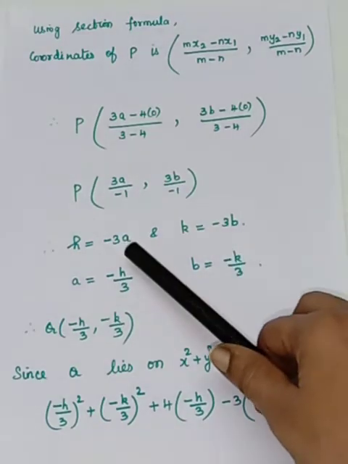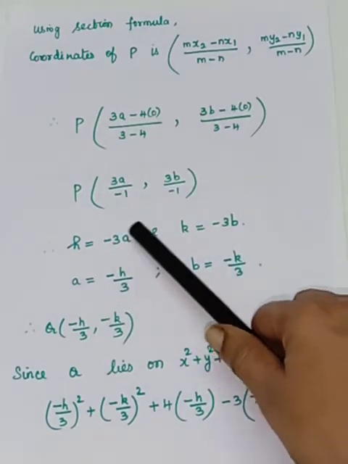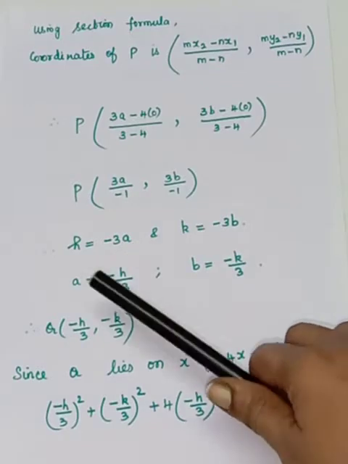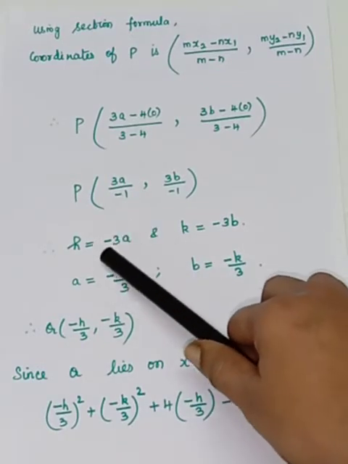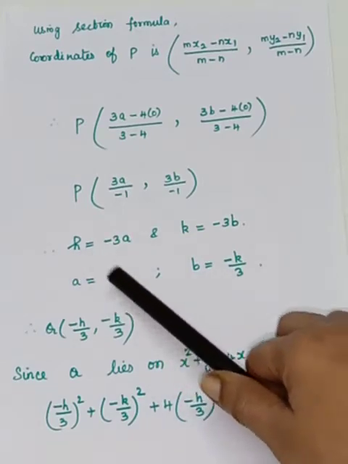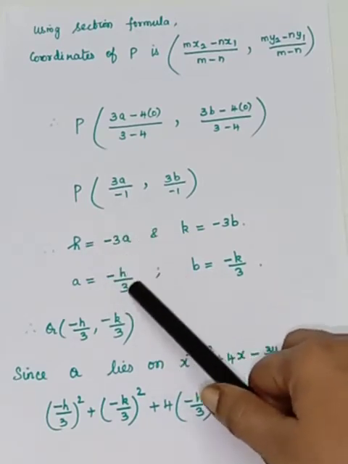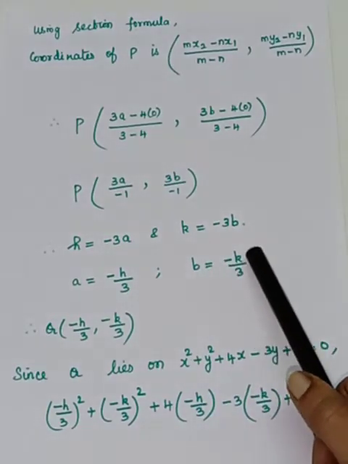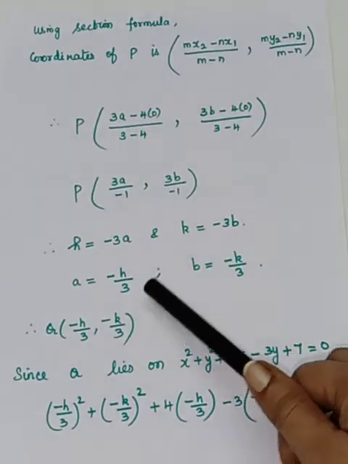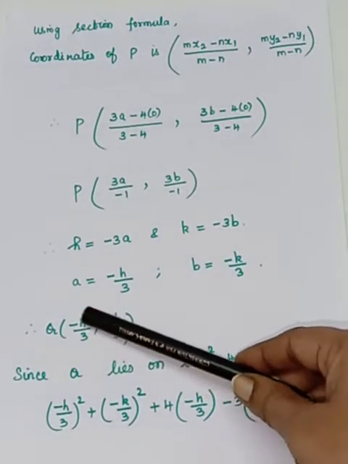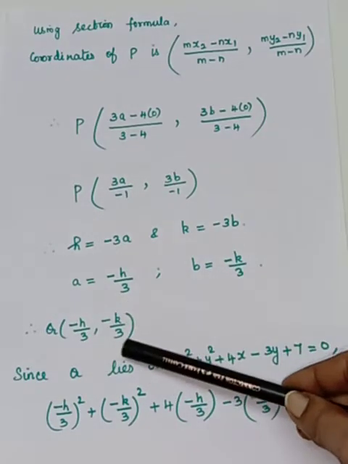From this, what is a? Minus 3a is equal to h means your a is equal to h by minus 3, or minus h by 3. This minus 3 has to be brought to the left side in the denominator. In the same way, b is equal to k by minus 3, that is minus k by 3. So (a, b) is the coordinate of Q. Therefore the Q point is (minus h by 3, minus k by 3).